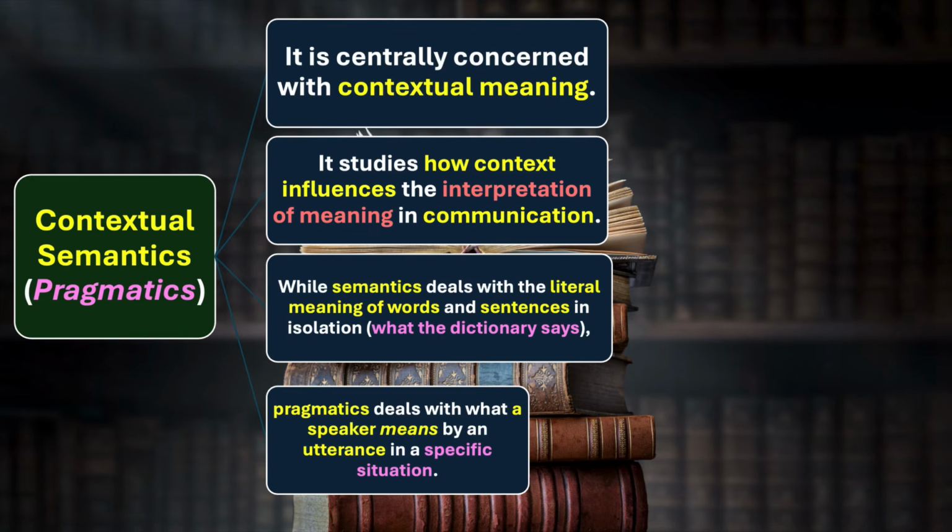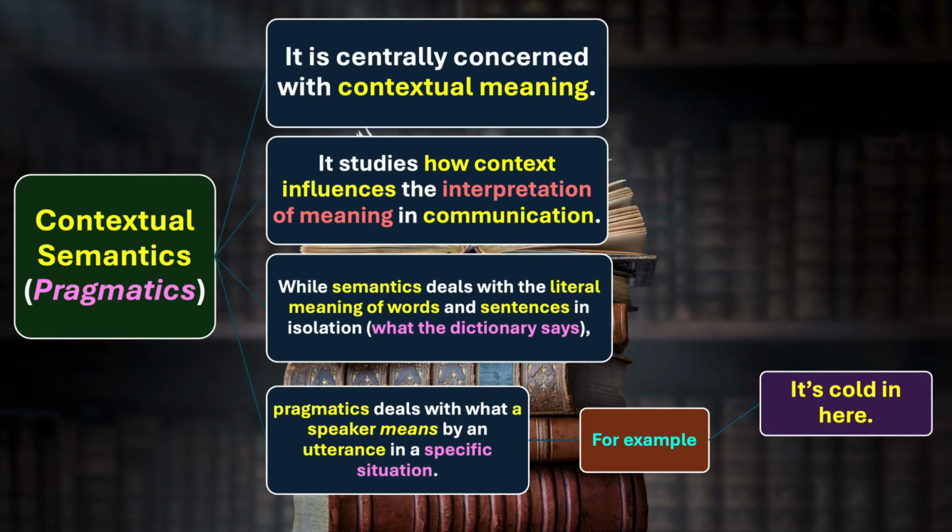Let's try to understand this idea through some examples. For example, "It's cold in here." Suppose I am in the room and the window is open and cold wind is blowing outside, and I say in this background, in this context, in this situation, "It's cold in here, isn't it?" Then the listener will think that I am asking, in another way, for him to close the window.